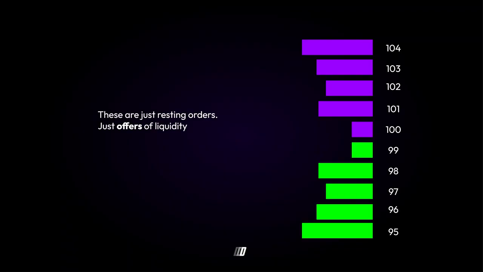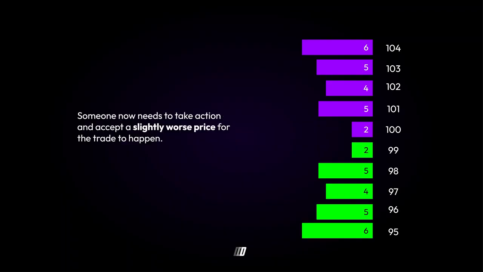And again, these are just resting orders, okay? There's offers of liquidity, just like paintings sold at an auction. Someone now needs to raise their hand in the audience and take action and accept paying a slightly worse price for the trade to happen. If you want to get your hands on the Mona Lisa, you're going to pay a little more if you want it, because other people are ready to pay.